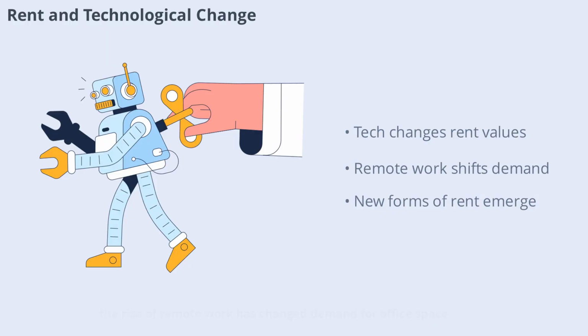Technological change can affect rents by making some resources more valuable and others less so. For example, the rise of remote work has changed demand for office space, affecting commercial rents. Similarly, new technologies can create new forms of economic rent, such as exclusive access to digital platforms or intellectual property.